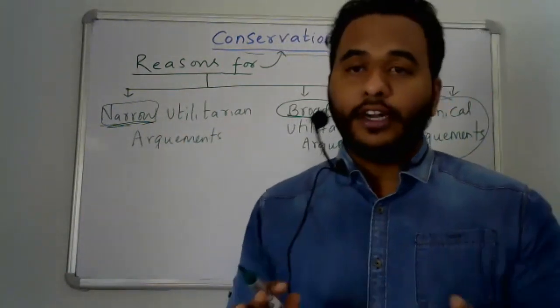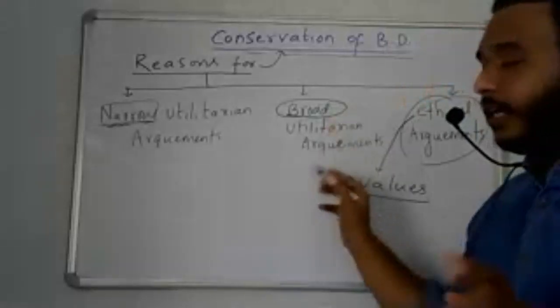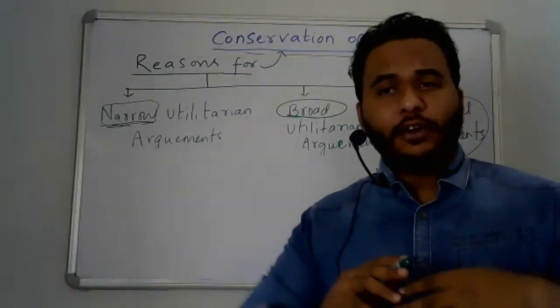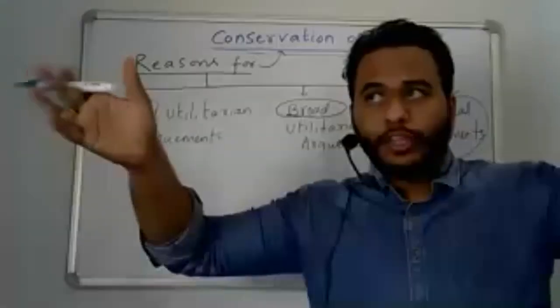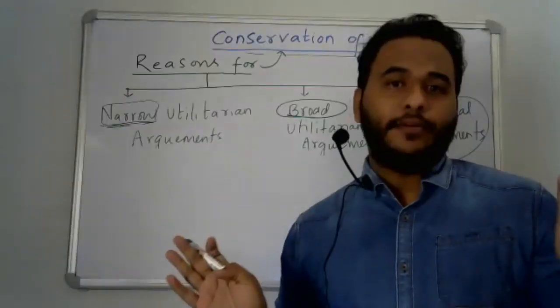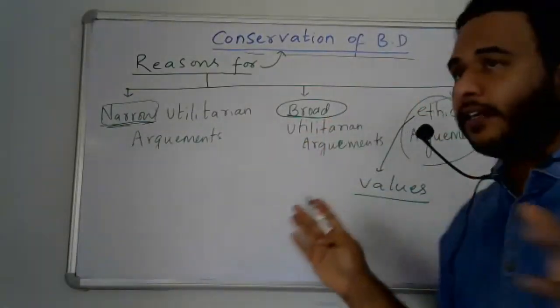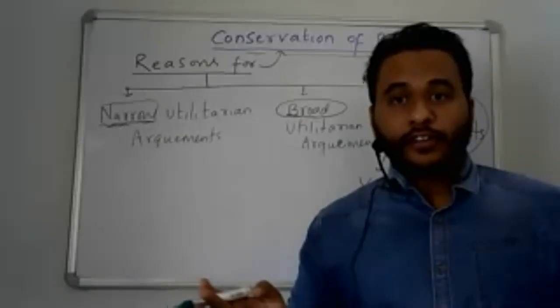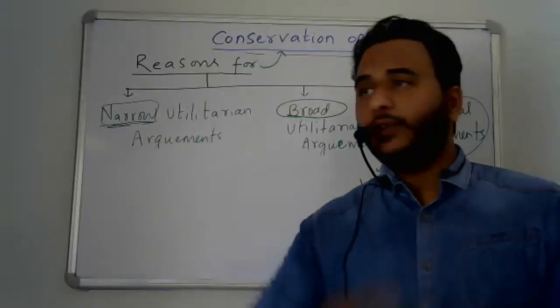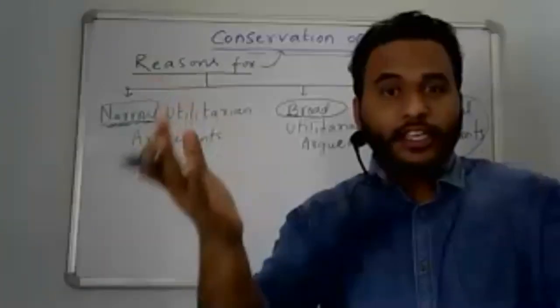Hope you understood. Next, broad utilitarian arguments. Beyond the human beings, we have to think about the environment. Suppose the Amazon rainforest is giving 20% of oxygen to the entire earth. This is broad thinking, not narrow thinking.